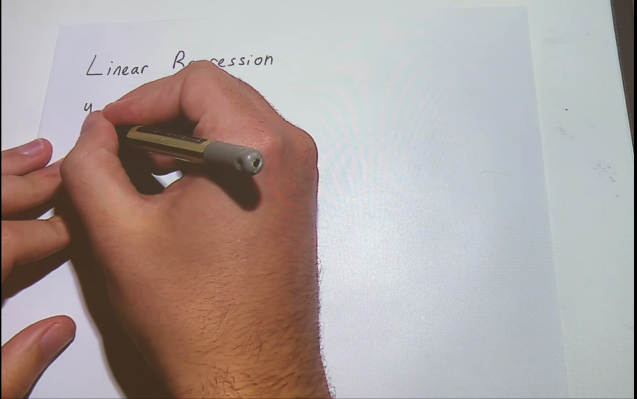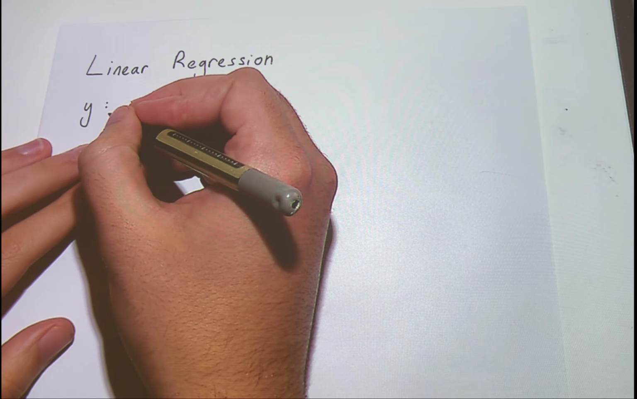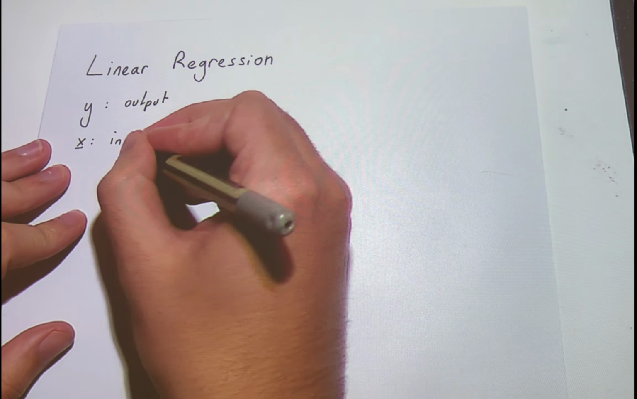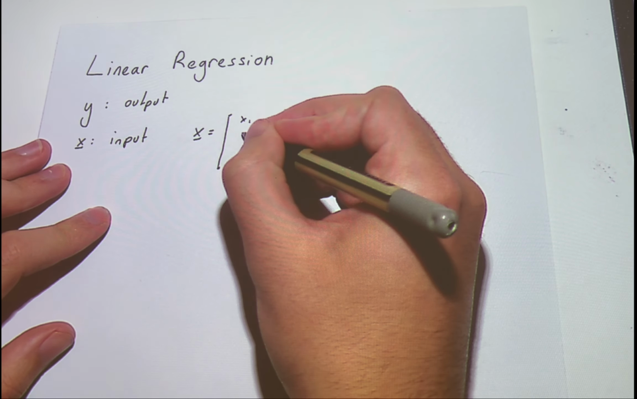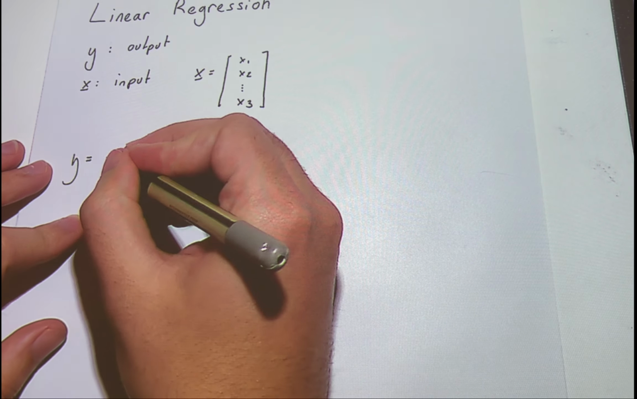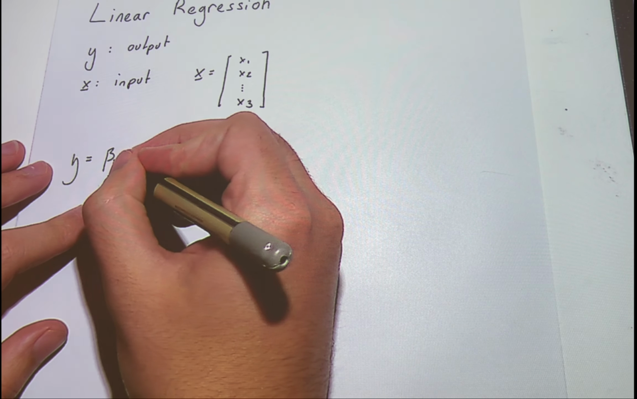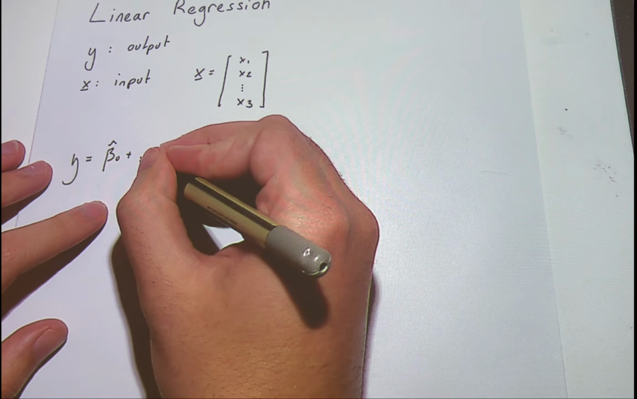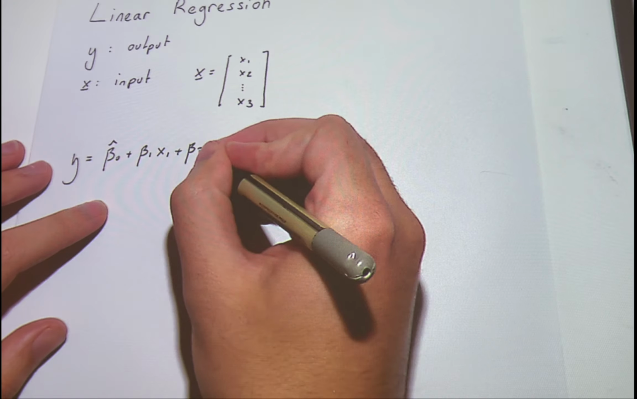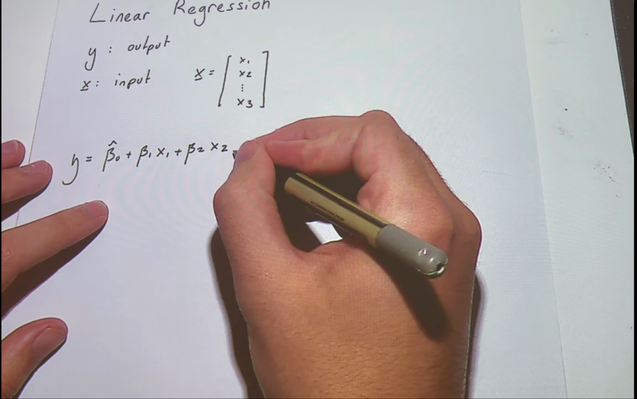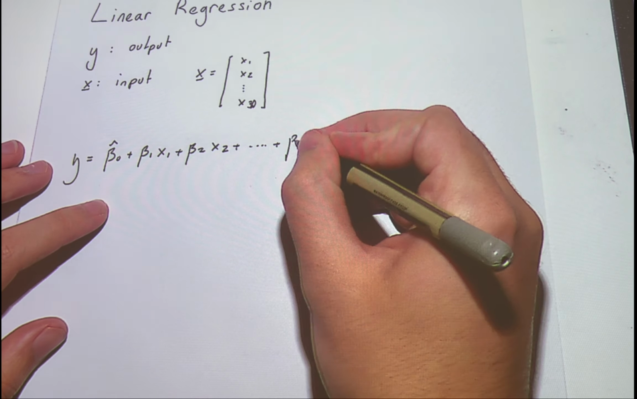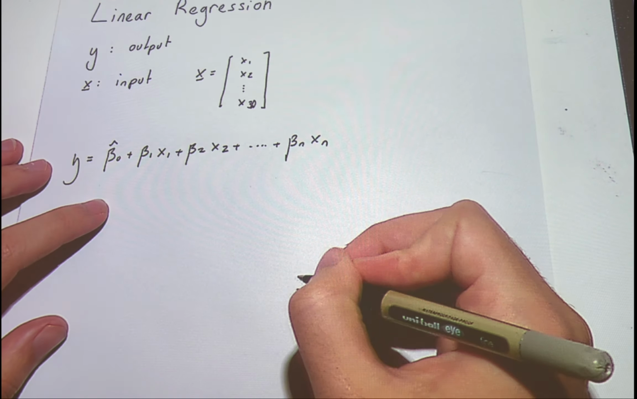So the way in which we do that is we define our y, which is our output. We define our x, which is going to be our input. And here, as you can see, it's a column vector of x1, x2, all the way up to xn. And our prediction for y is going to be a linear model, which is going to use some weights, which are all these betas. We've got beta 0, beta 1, beta 2, all the way up to beta n. And we've got n inputs, which are the x1s, x2s, x3s, x4s and all the way to xn. And we've got n plus 1 weights for this model.